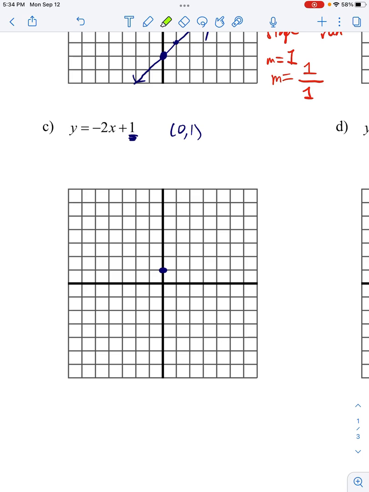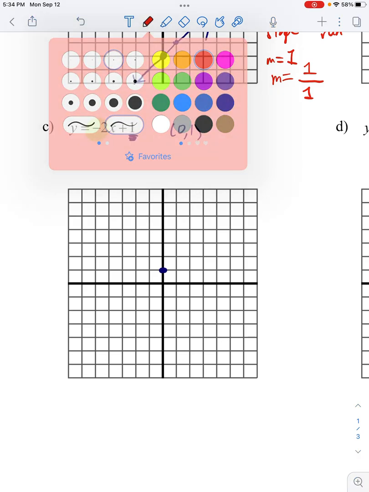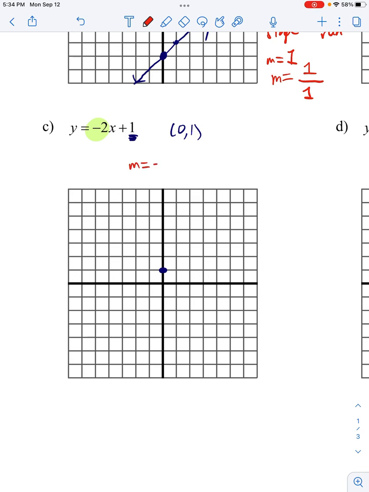Now my number next to x is equal to negative 2, so my slope is m equals negative 2. It's a negative slope now. So what does that mean? That means every time x increases by 1, my y goes down by 2. It decreases by 2.